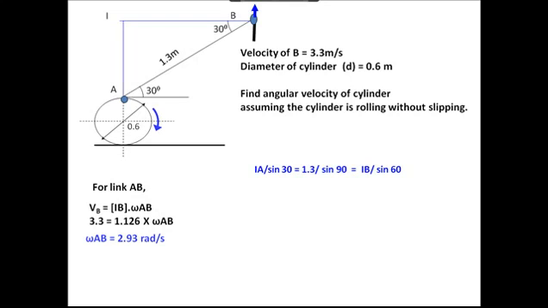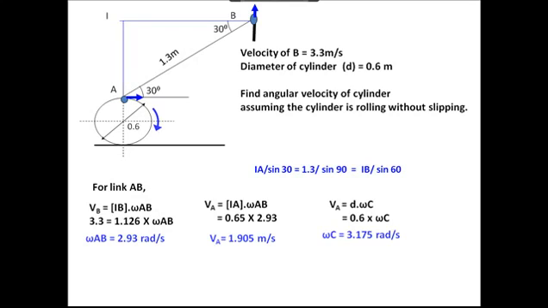tangential to the circle. We draw perpendicular, and VB we draw perpendicular, we get instantaneous center I. Then for triangle IAB we write the sine rule, and for link AB we write VB as IB into omega AB, where VB is known, IB is from geometry, so omega AB can be found. Then VA we can write as IA into omega AB, IA is from geometry, omega AB you can substitute to get VA. Once we get VA, we can write VA as D into omega C, where omega C is the angular velocity of the cylinder which we want, and which works out to 3.175 radians per second.